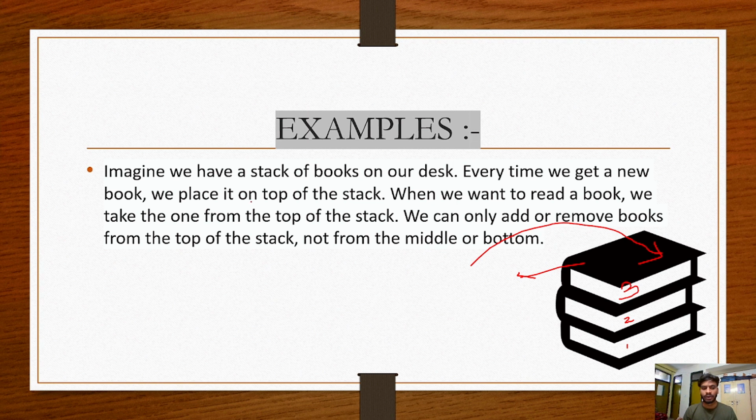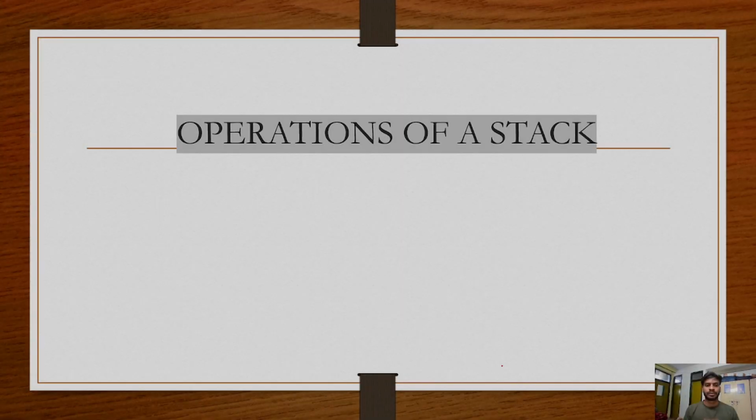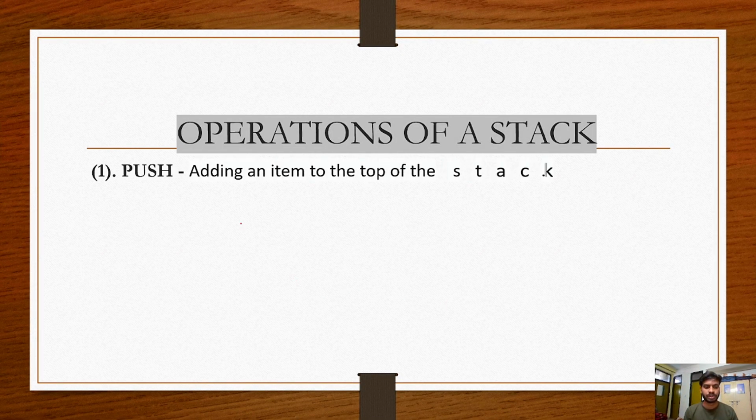When we want to read a book, we take the one from the top of the stack, and we can only add or remove from the top of the stack, not from the middle, like not the second or the first one. Now the operations of the stack. The first is push. Push means adding an element to the top of the stack. Like in the earlier example, we added a fourth book on the top of the third book.